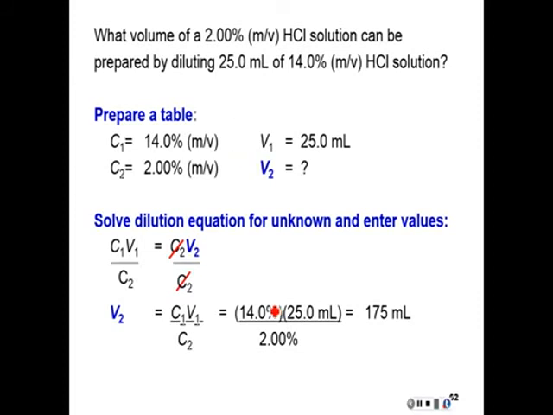Because you see down here, the percent would cancel. And the 2 would go into 14 7 times, and 7 times 25, that's 75. So if the numbers are easy, sometimes you can see what the answer is to these questions.